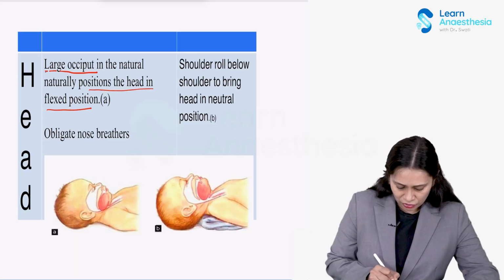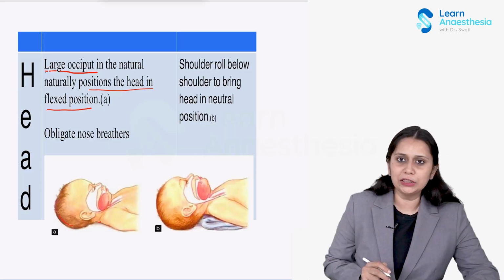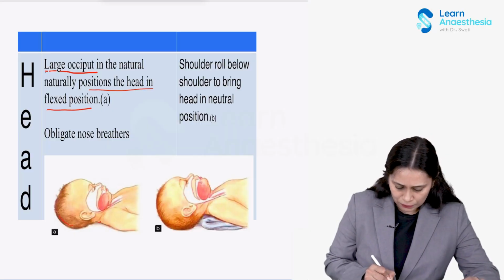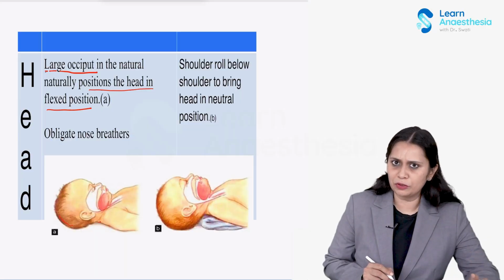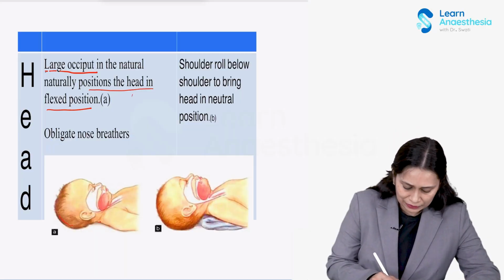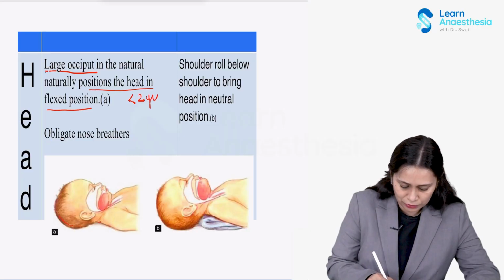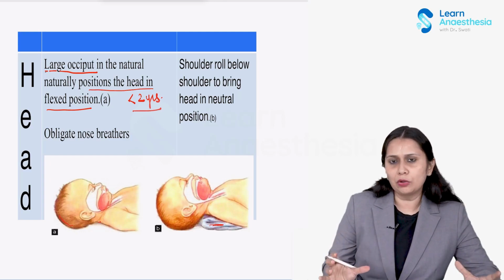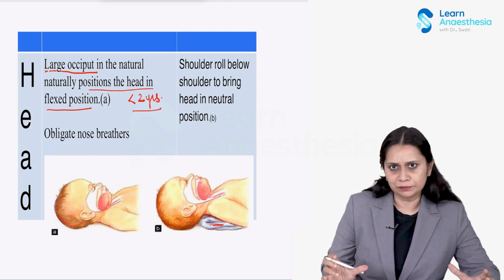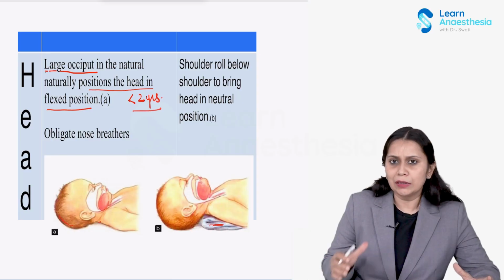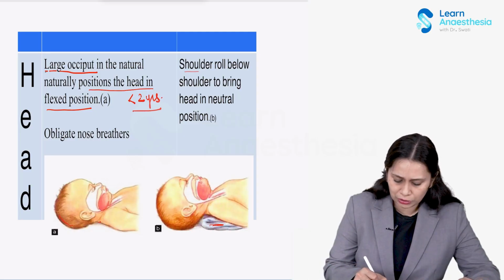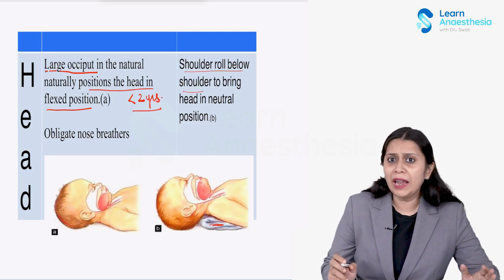So if you see this image, first image, since they have a large occiput, they keep their head in flexed position. So this causes an obstruction. And to relieve this obstruction, this is more commonly seen in less than 2 years of age, less than 2 years. Okay, so if we keep a shoulder roll, just a roll of cloth between the two shoulder blades, then this natural flexion will become diminished. The shoulder roll below the shoulder will bring the head in neutral position.